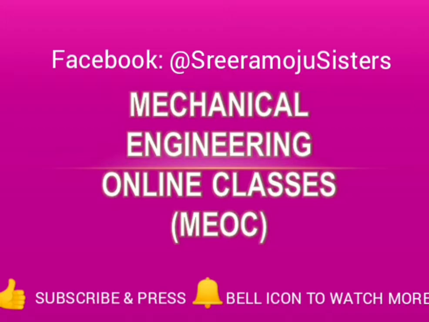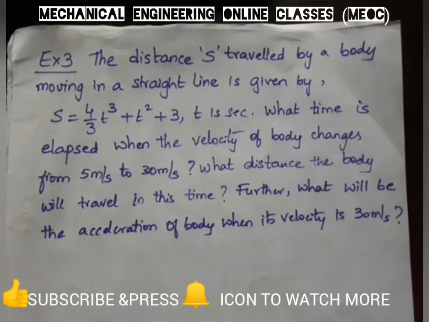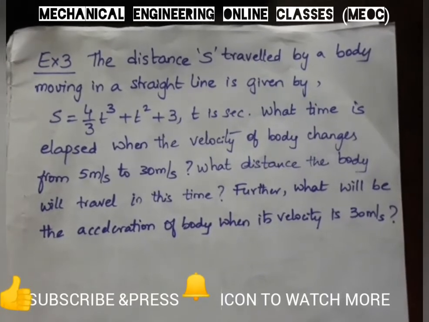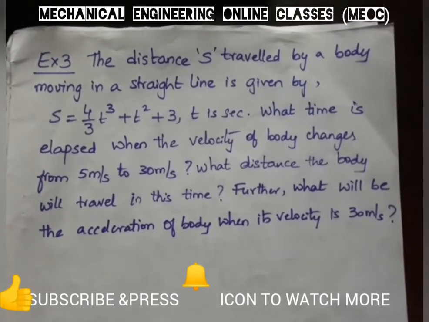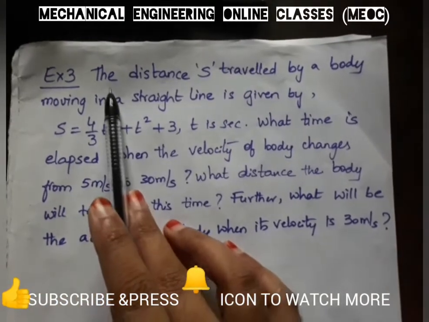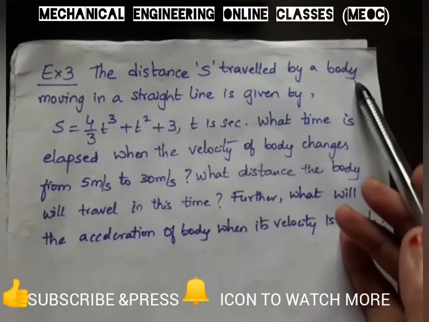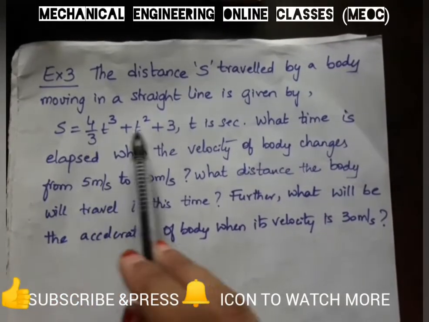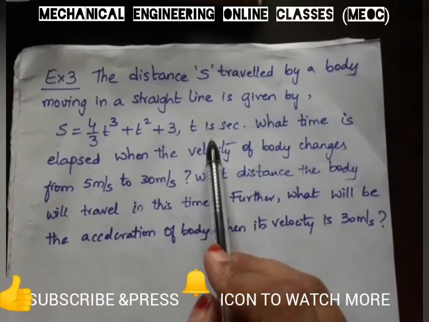This is Shravani Sriramoju. Let us solve another problem under the same title, Kinematics of Particles in Rectilinear Motion under Variable Acceleration. Here the question is, the distance s traveled by a body moving in a straight line is given by an equation expressed in terms of t, where t is time in seconds.